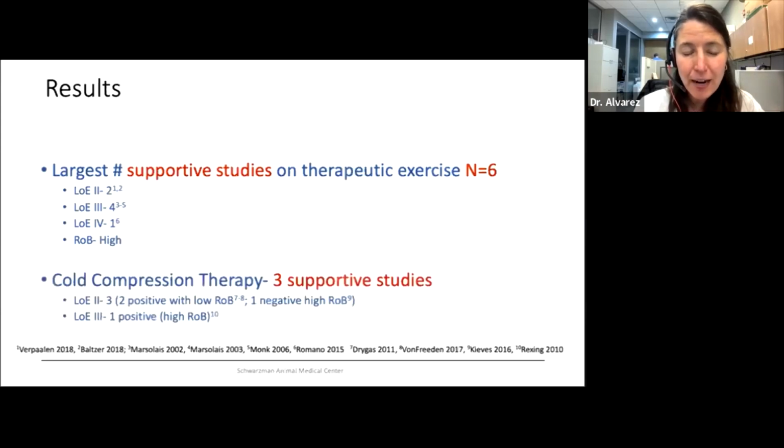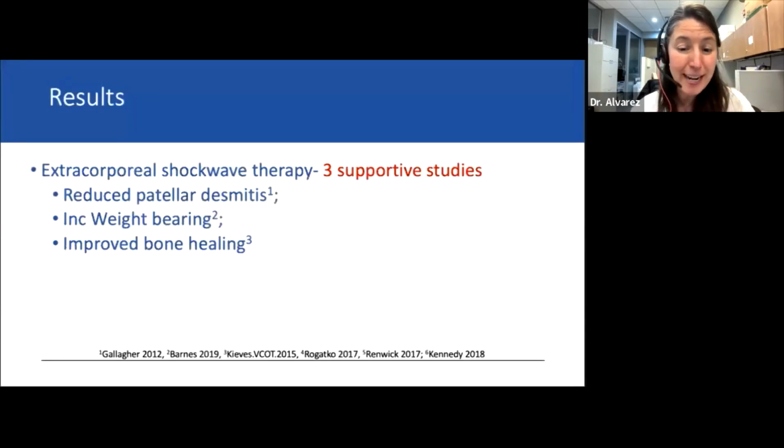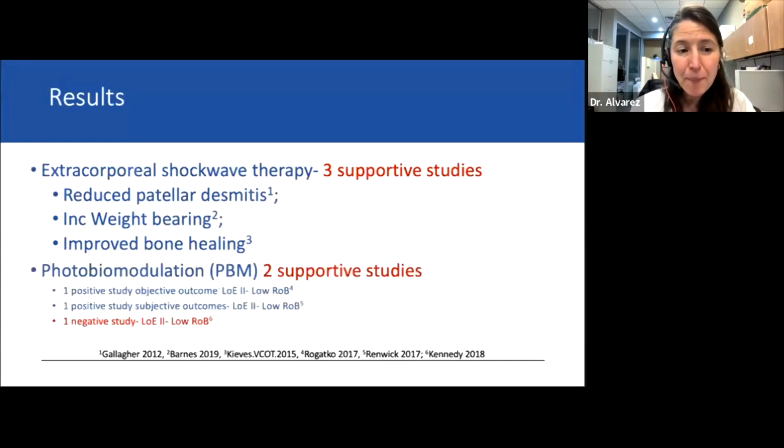But then after that, we did find that cold compression therapy was the next highest level of evidence for improving recovery for these post-op cruciate patients. And then next after that was extracorporeal shockwave therapy, also with 3 supporting studies. And then after that, it really fell out. Even though photobiomodulation had 2 supportive studies, one of them notably had negative results. So they actually did worse when they received laser therapy.